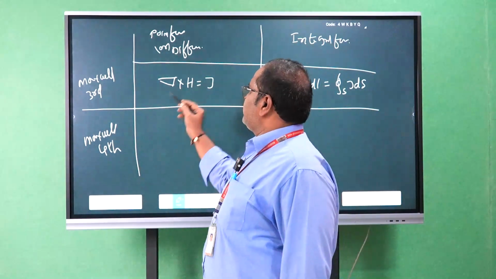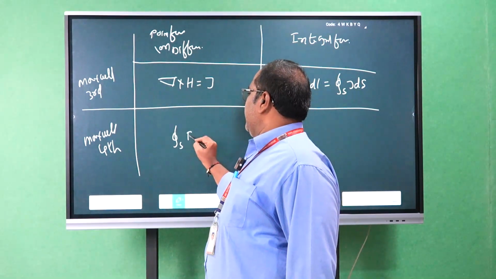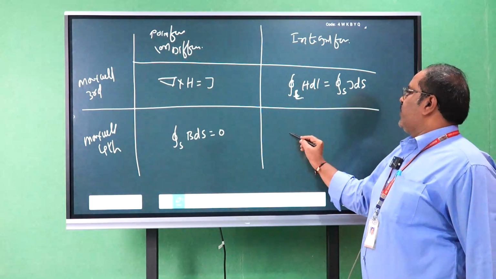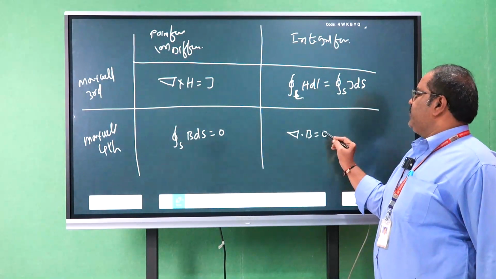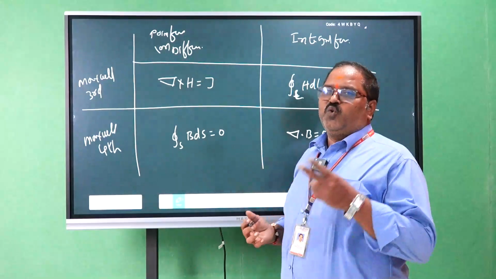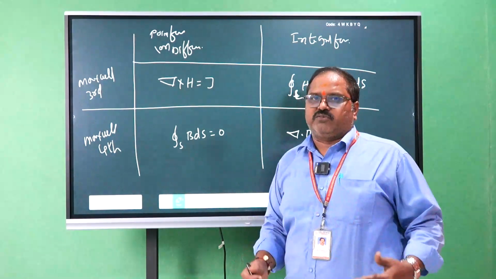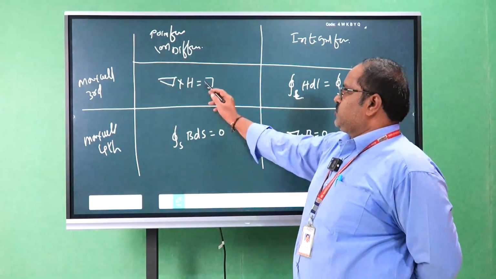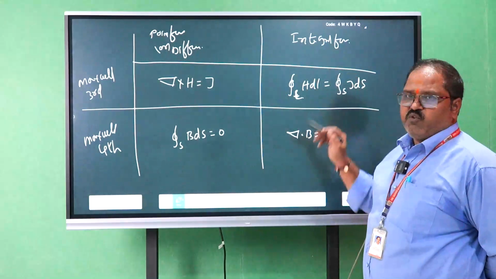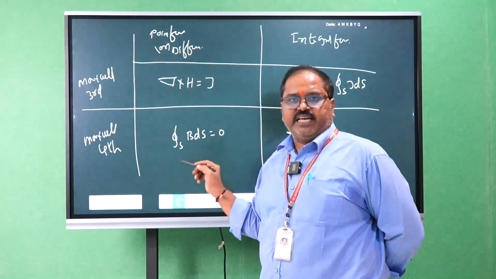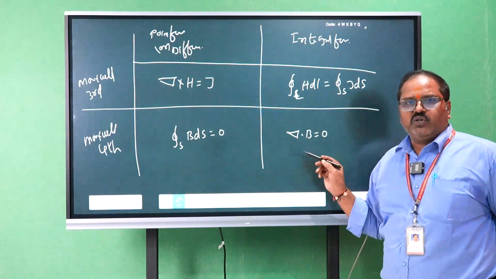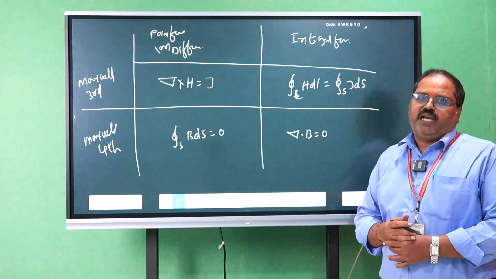What is the fourth Maxwell equation? Integral form: the surface integral of B dS is equal to 0. Point form: del dot B is equal to 0. This is for a magnetostatic field. There are two Maxwell equations: the third and the fourth. In the third Maxwell equation, del cross H is equal to J in point form. Therefore, the line integral of H dL is equal to the surface integral of J dS in integral form. The fourth Maxwell equation: the surface integral of B dS is equal to 0 in integral form, and del dot B is equal to 0 in point form. It's a very, very important concept of Maxwell equations.